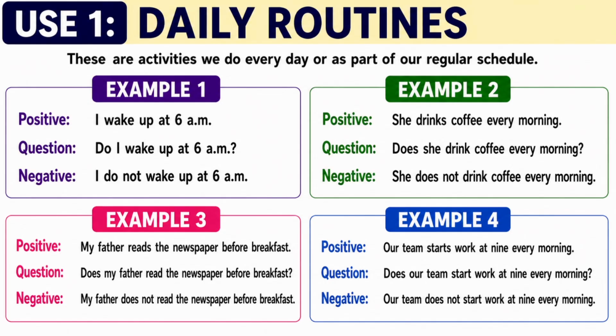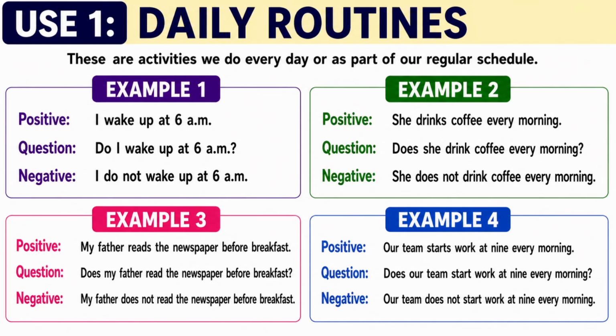Example 2. Positive. She drinks coffee every morning. Question. Does she drink coffee every morning? Negative. She does not drink coffee every morning. Notice that in the question and negative forms we use does, so the main verb becomes drink, not drinks.